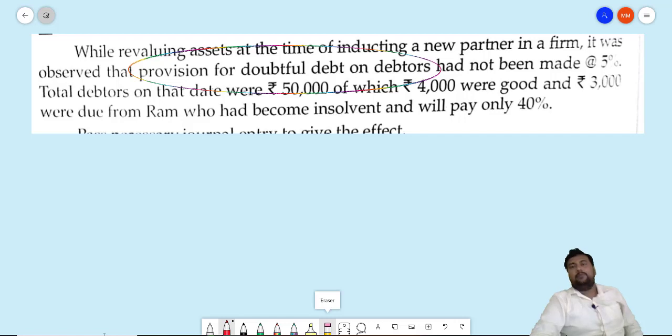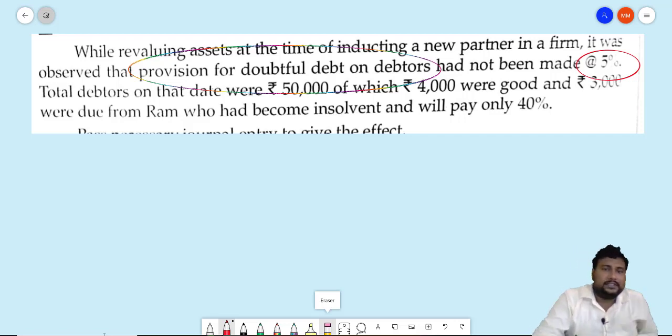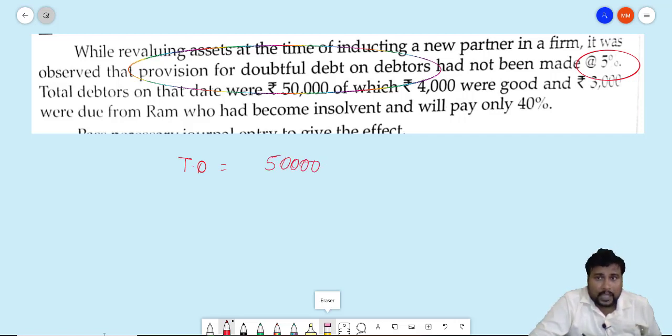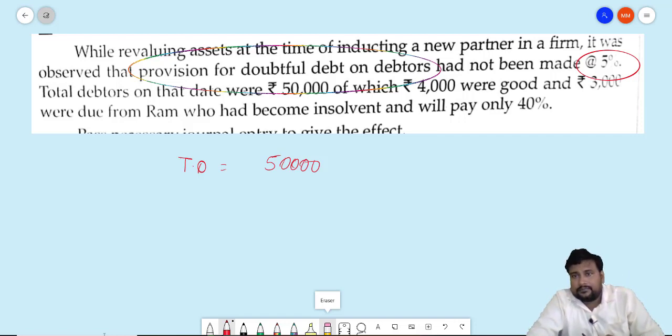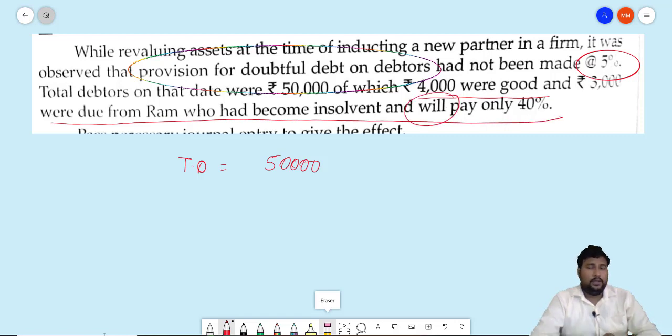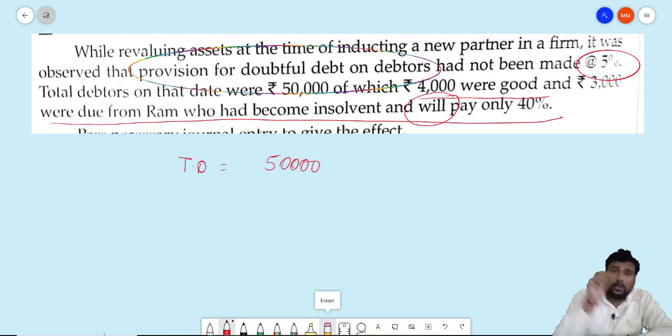While revaluing assets at the time of introducing a new partner, it was observed that provision for doubtful debts on debtors had not been made at the rate of 5%. Total debtors on the date were 50,000. Out of which 4,000 were good, underline this, and 3,000 due from Ram, who had become insolvent, will pay. The word is: will pay. The person has not paid, the person will. A future transaction, whatever will be paid, is not recorded in the business until it is received. So total debtors is 50,000.